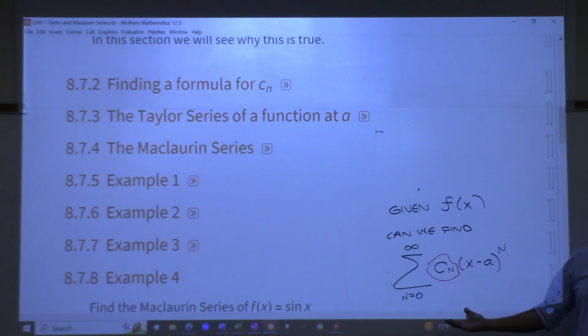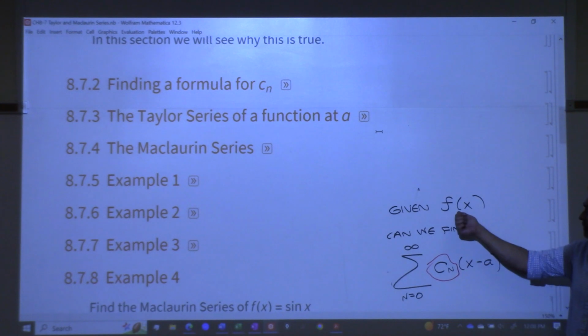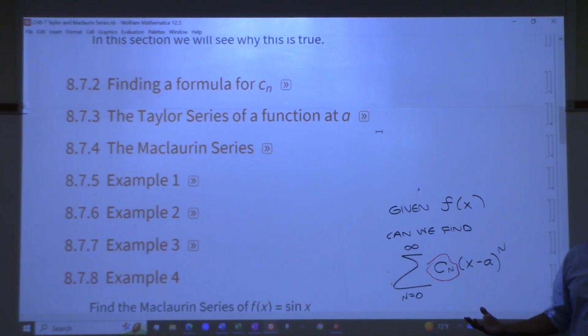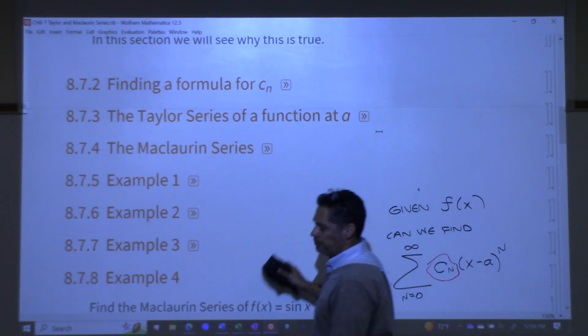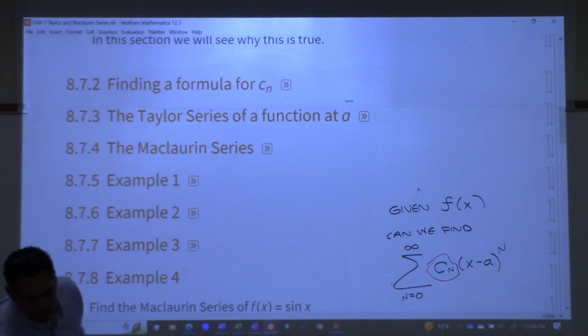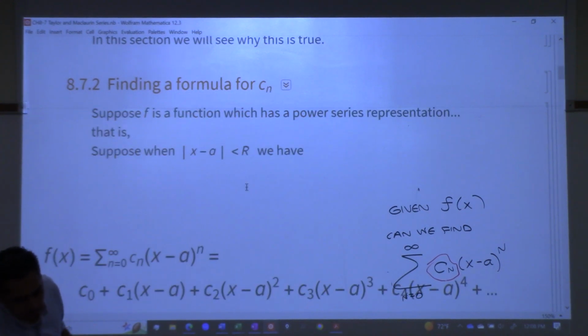Then you would have the power series, right? I would just give you the formula for that function, give you the formula here, and now you have its power series. So we're going to develop how you get from here to those things, right? That's what I'm saying here.